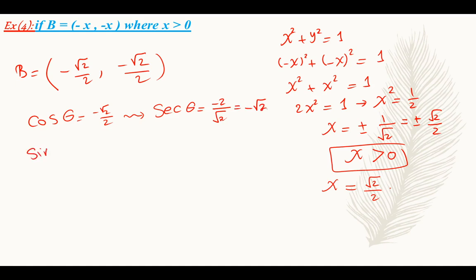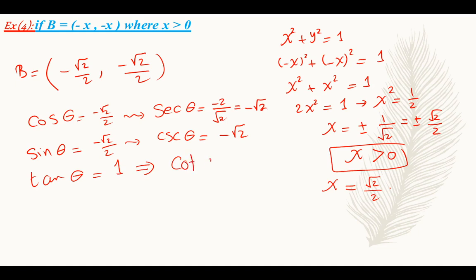So sine theta, which represents the y coordinate, equals also negative root 2 over 2. And the reciprocal of sine theta is cosec theta, which equals also negative root 2. The last one, tan theta, equals negative root 2 over 2 divided by negative root 2 over 2, which equals 1. So the reciprocal of tan theta is cotan theta, which equals 1.